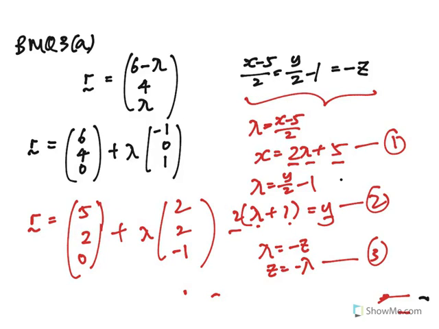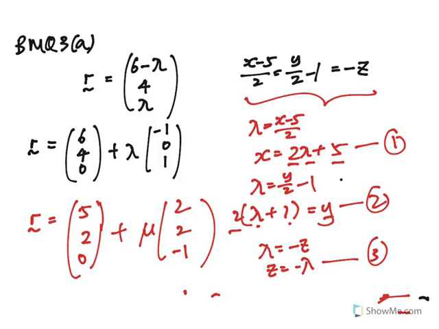Instead of lambda, we choose mu, since lambda is already used in the first line. We want two different parameters. Both of these refer to x, y, z. This is a vector equation.